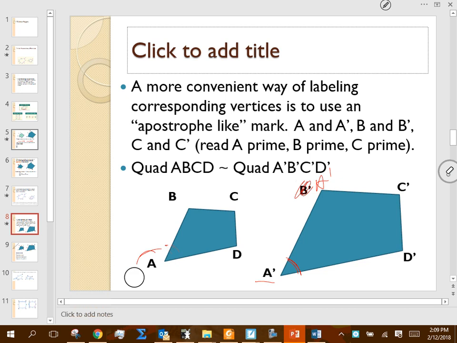So that's just a little apostrophe above there, and we read it, like I said, A prime. This would be B prime, C prime, and D prime. And if these two shapes are similar, that's how we would write that. So now we could say, I'm going to compare AB to A prime B prime. Does that make sense? I'm going to compare BC to B prime C prime. This makes it a little bit easier to write and compare parts and to remember parts. You can do that for congruency. You can do that for similarity. You can do it anytime you want to.